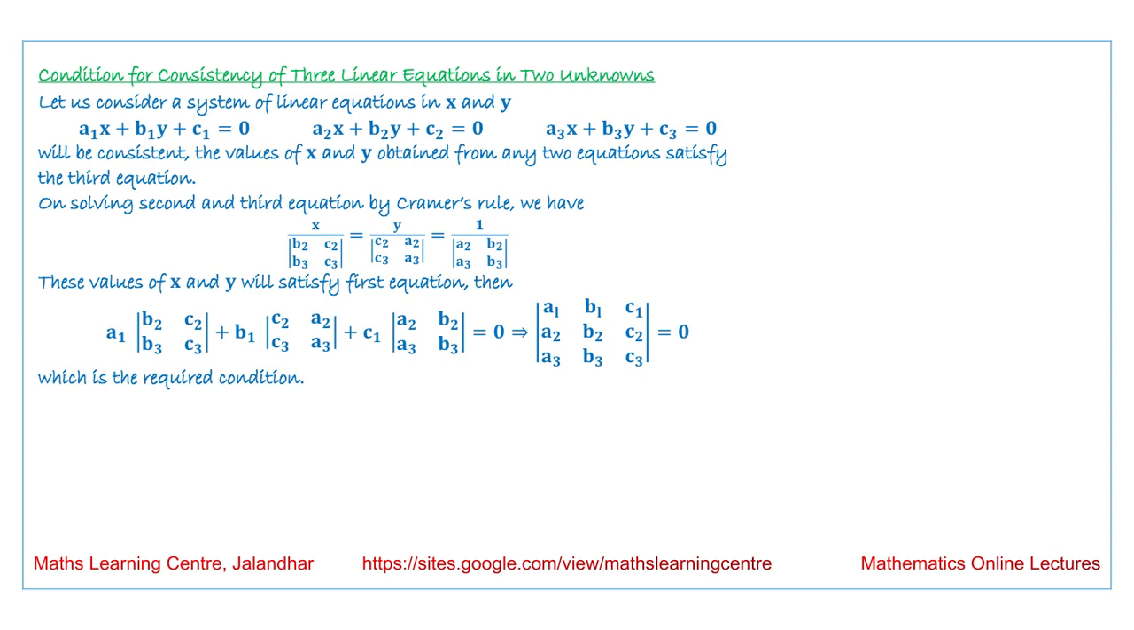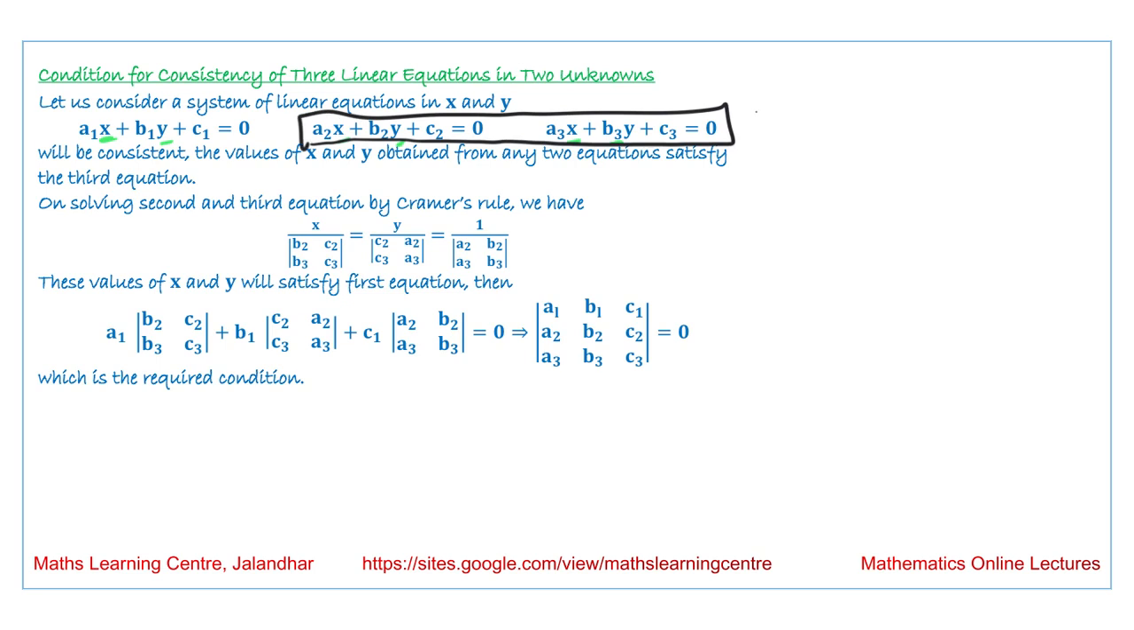Next is condition for consistency of three linear equations in two unknowns. Now we are talking about, in the previous case we were having three unknowns and three equations. Now we are having two unknowns, x and y, and number of equations we have there 3. So to solve these kind of equations, suppose we are considering these two equations.